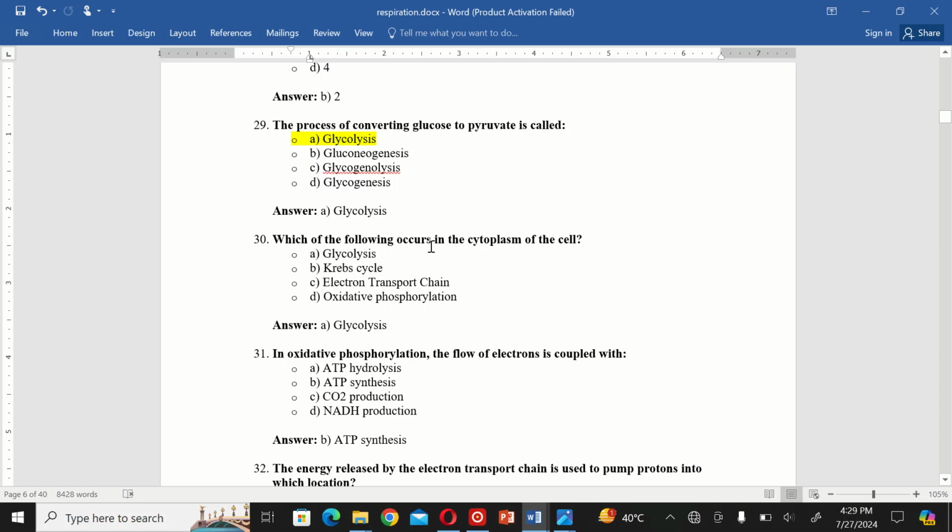Which of the following occurs in the cytoplasm of the cell? A. Glycolysis, B. Krebs cycle, C. Electron transport chain, D. Oxidative phosphorylation. So the correct option is A.